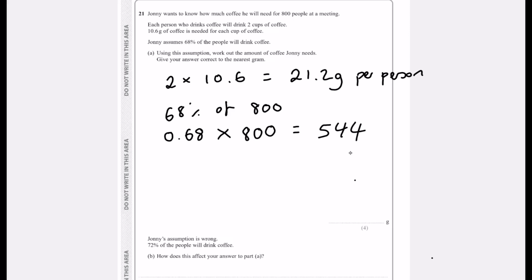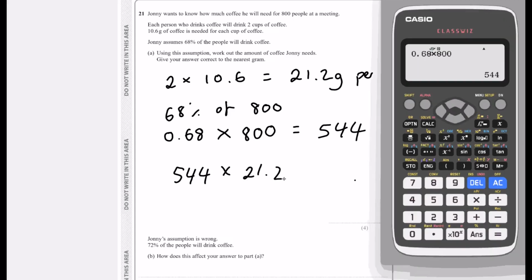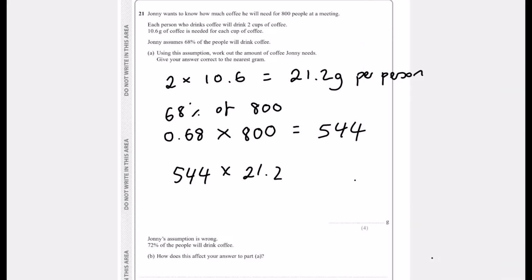So we've got 544 people. For each one, we need 21.2 grams. So in total, we have 11,532.8 grams of coffee. It says give your answer correct to the nearest gram. So it's closer to 11,533 than it is to 11,532.